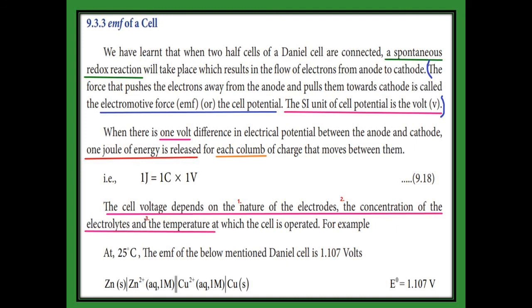The SI unit of electromotive force is volt, V. Then the energy: 1 joule of energy is obtained for 1 coulomb of charge from a 1 volt difference. With the 1 volt difference between the anode and the cathode, 1 joule of energy is released for each 1 coulomb. Then the cell voltage depends on three factors: nature of electrode, concentration of electrolyte and temperature. So based on these three factors, the cell voltage will differ for each cell. Then at 25 degrees Celsius, the Daniell cell will produce an EMF of 1.107 volts.